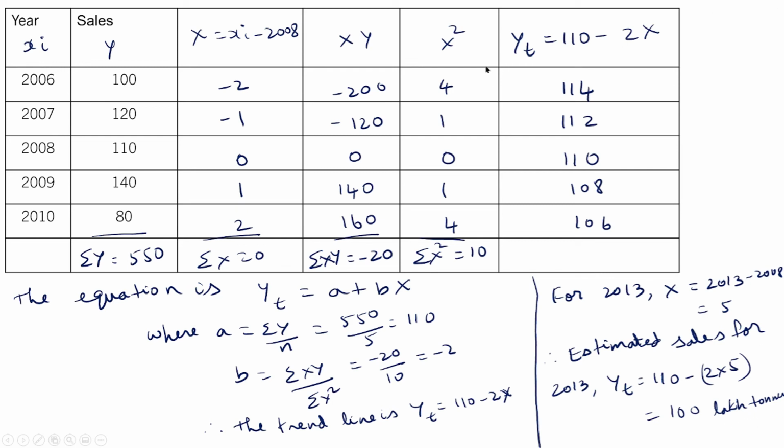Now drawing this table carries 1 mark. Then finding the trend line carries 1 mark. And finding the estimated sales carries 1 mark.